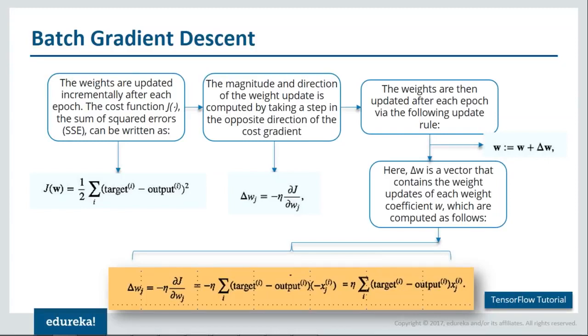So the first thing that you do is calculate the error. You find out the difference between the actual output and the model output. Then the difference is squared, and you sum all of those squared differences and then divide it by 2. This is how you calculate the error.